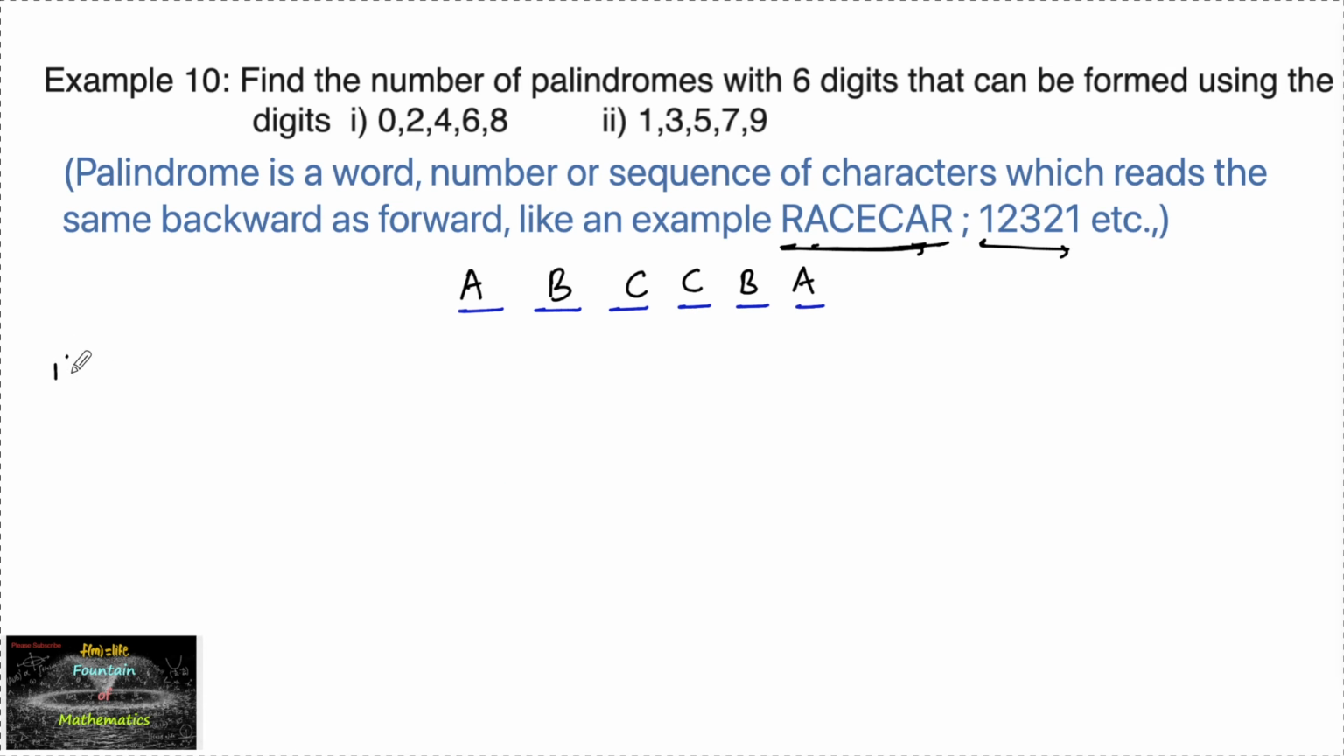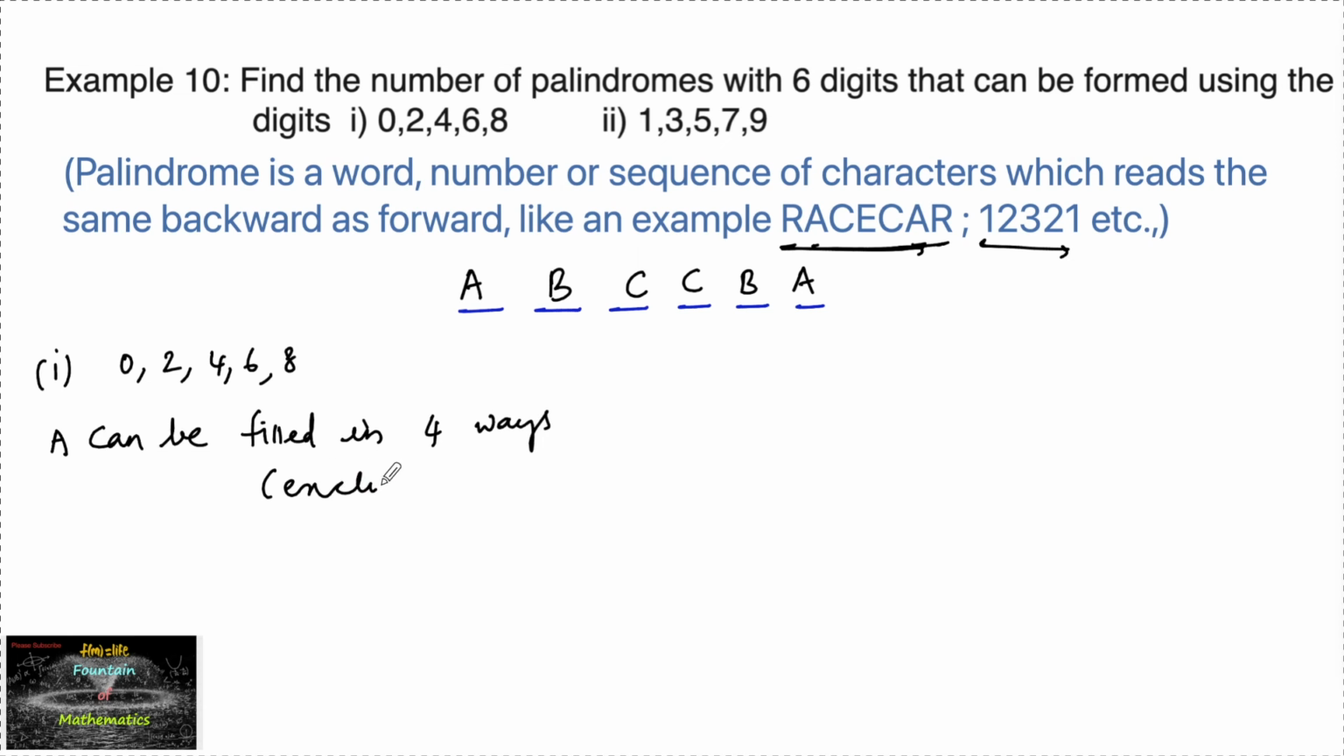Okay, let us see the first case with the digits 0, 2, 4, 6 and 8. Now here particularly 0 is there, so we should be very careful in selecting the first place. So now A can be filled in where 0 cannot be taken. So how many possibilities remain? 2, 4, 6, 8. So A can be either 2 or 4 or 6 or 8. So we can write A can be filled in 4 ways excluding 0.